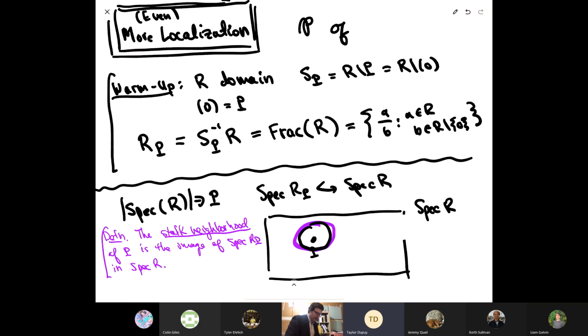I am talking about a stalk neighborhood here. And a stalk neighborhood is this image here. It's not a literal topological neighborhood. It's the image of this thing. And there's a relation between stalk neighborhoods and fat points, is what I wanted to say. Maybe I can describe that. That would be cool.